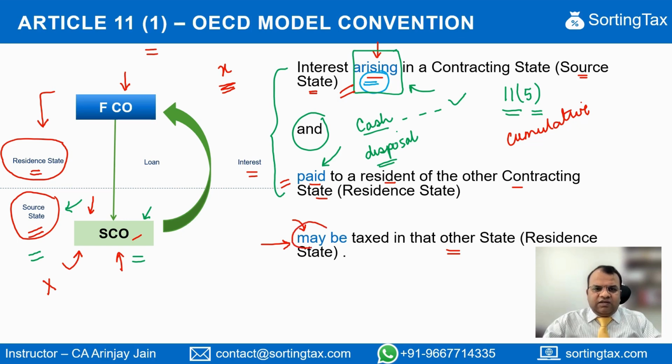The third is that such interest may be taxed in that other state. Now, there's a difference between the use of the words "may be" and "shall". When the word "may be" is used, that means that this state may have a right or may not have a right. But under this particular clause, when it uses the words "may be", it means that it has the right, but that right is not exclusive. What it also implies indirectly is that even the source state has a right to tax such interest.